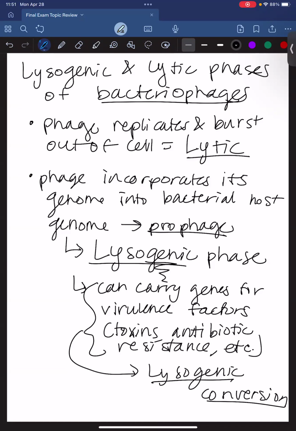All right. If this happens in humans, I'm not saying the extra gene part, but if you get a virus that incorporates its DNA into your cells, that's called a provirus. Yes, exactly. Provirus.